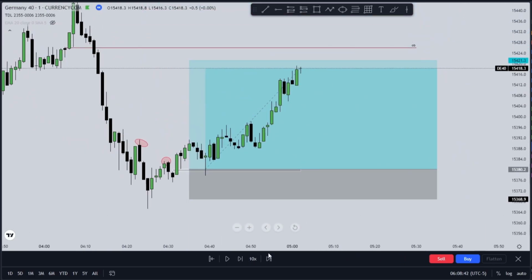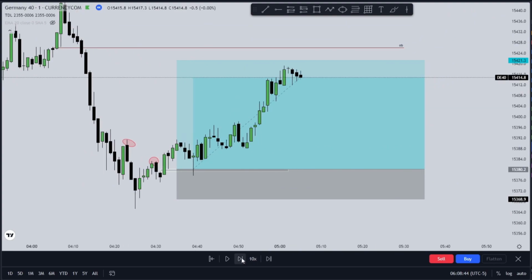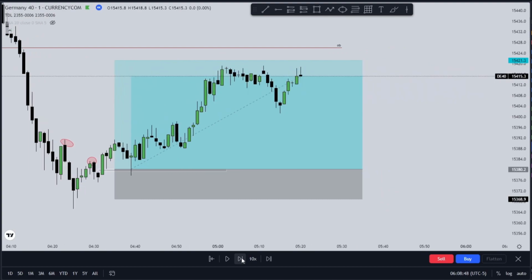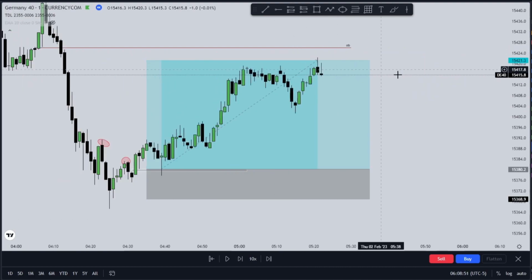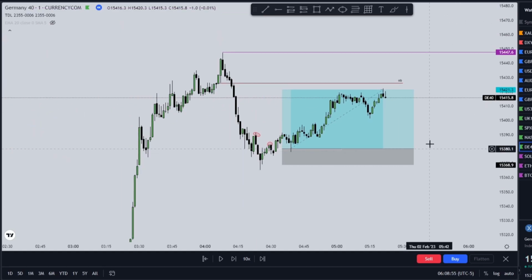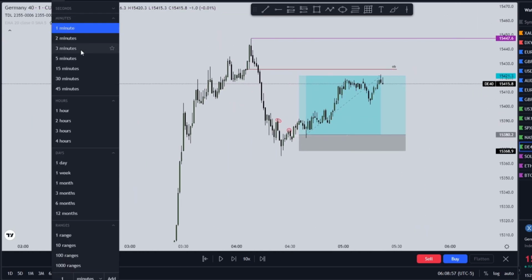And then after that, the market went up a bit. And boom, it hit our take profit. So this was my retracement strategy again at work. I hope you learned something from it.